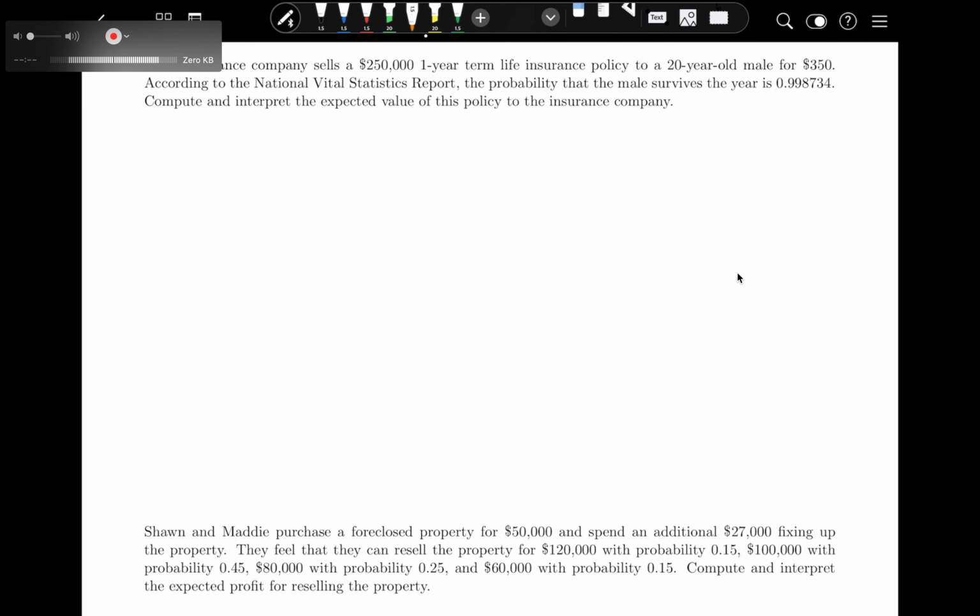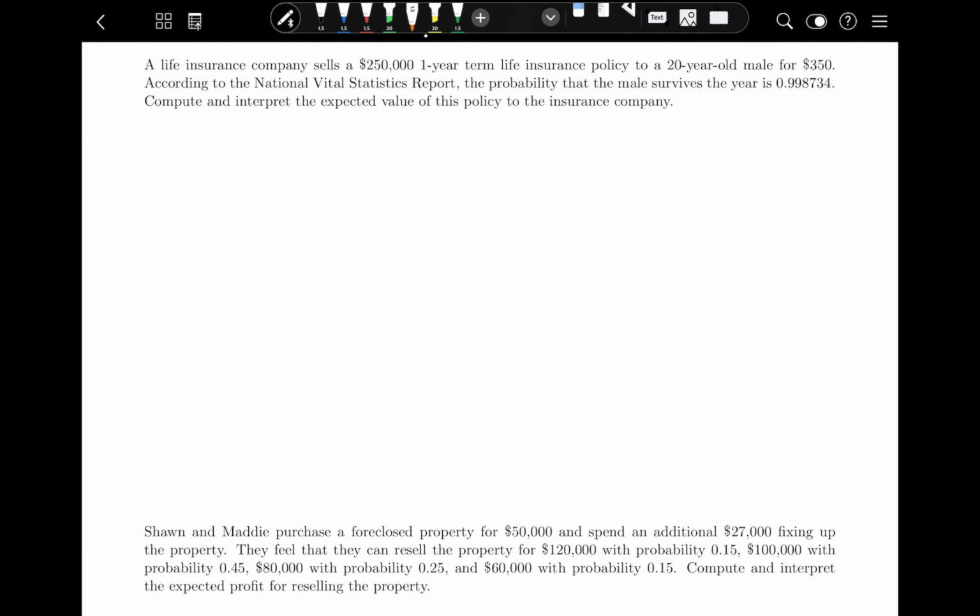Okay, so now you've had a chance to try these, let's go through these. So a life insurance company sells a $250,000 one-year term life insurance policy to a 20-year-old male for $350. According to the National Vital Statistics Report, the probability that a male survives the year is 0.998734. Compute and interpret the expected value of this policy to the insurance company.